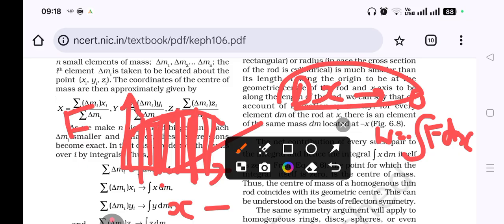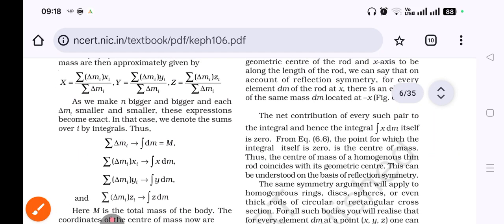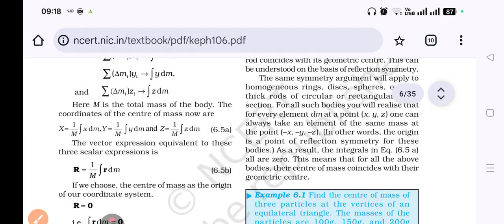So the summation of delta m changes to the integral of dm, which in the denominator is what you get when you add up all the small mass elements: the mass of the whole body. Similarly for the numerator, the summation changes to integration. This is how we obtain the coordinates of the center of mass for a rigid body, for a continuous distribution of mass.